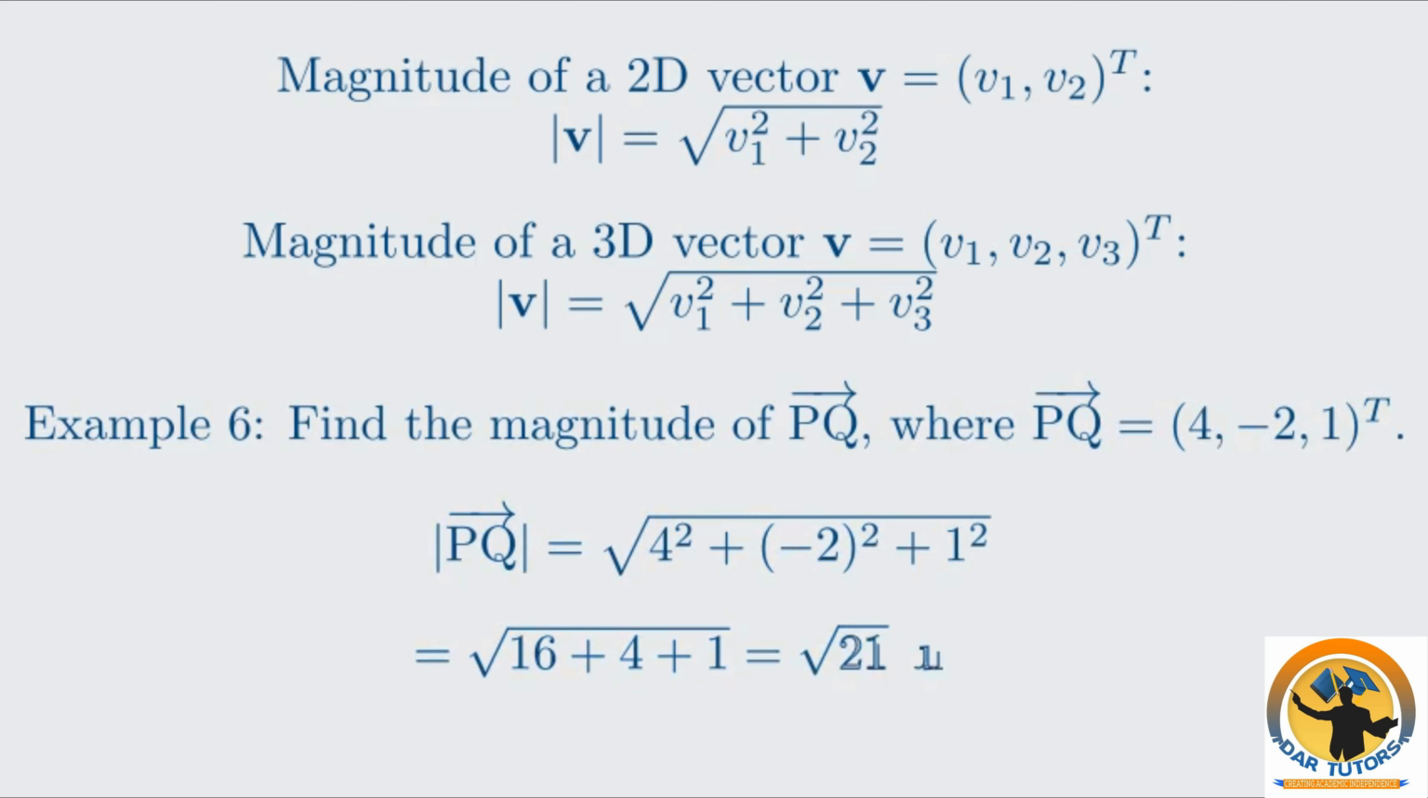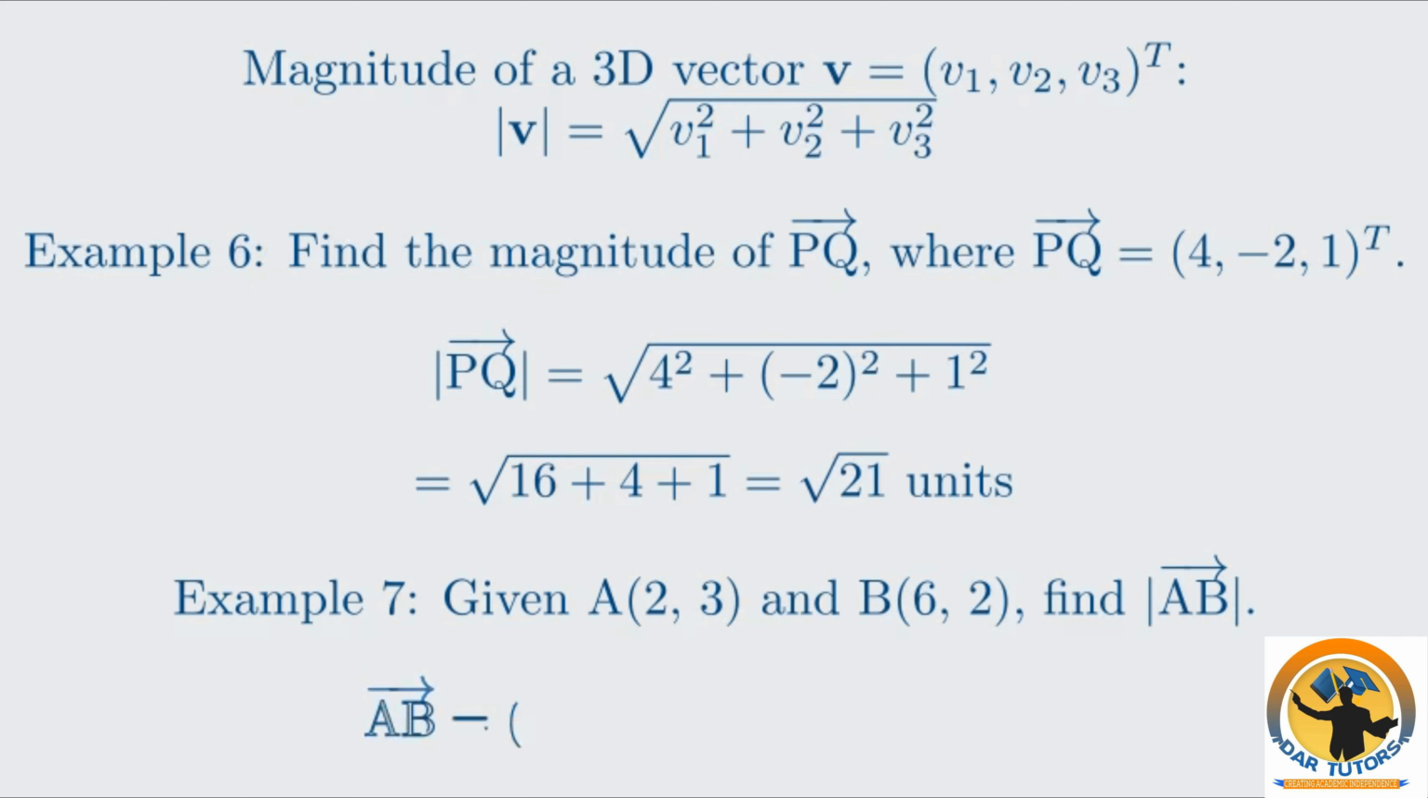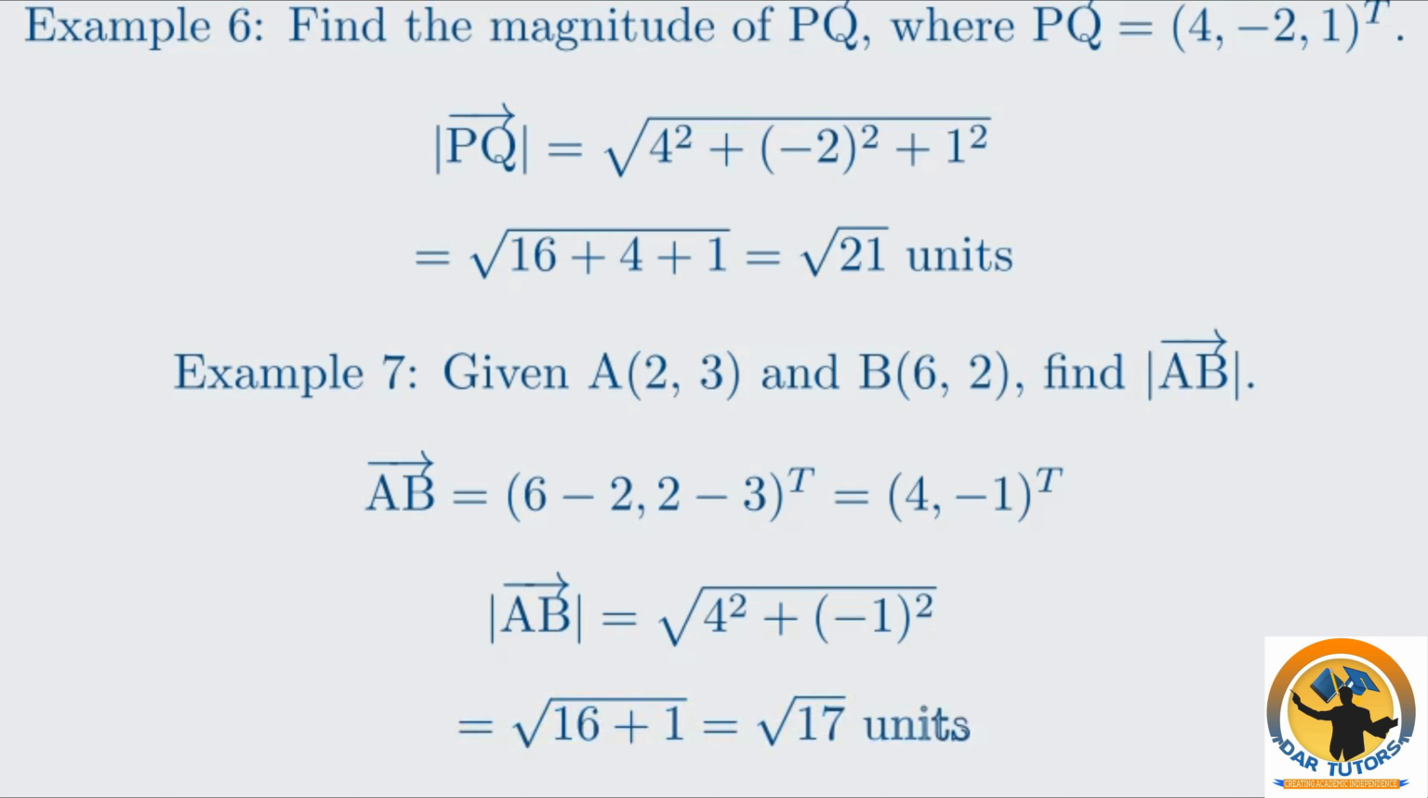Let's try another example. Suppose we have points A(2, 3) and B(6, 2). First, we find the vector AB. It's (6 minus 2, 2 minus 3), which is (4, -1). Now, we find its magnitude. The magnitude of AB is the square root of 4 squared plus negative 1 squared. This is the square root of 16 plus 1, which is the square root of 17. The distance between A and B is the square root of 17 units.